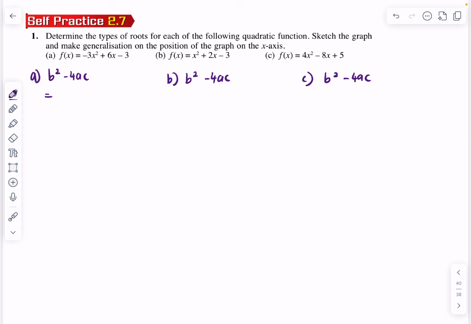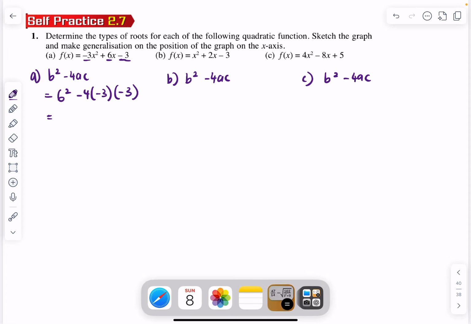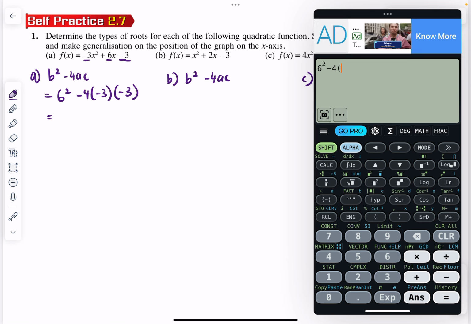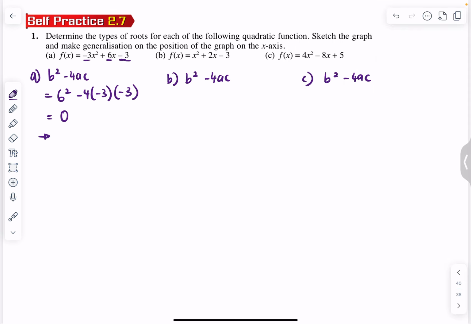Okay, let's do it. So b is 6, a will be -3, c will be -3 as well. So here, we get 6 square minus 4 times -3 times -3. We get 0. So b square minus 4ac is 0. So this will tell us that the graph has two real and equal roots.